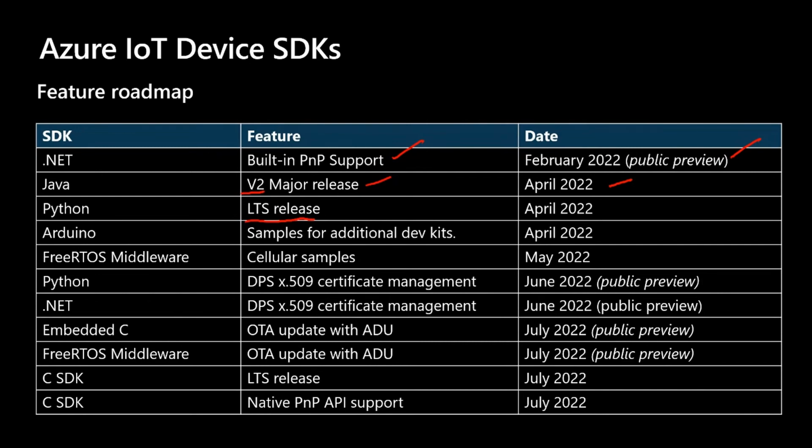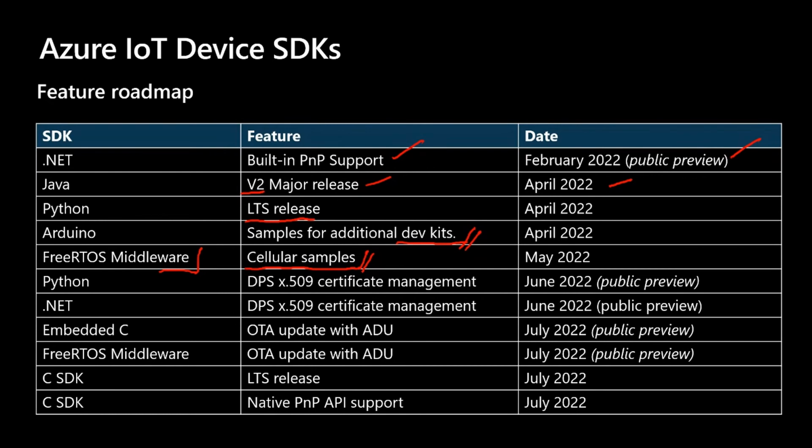And then for the Arduino libraries, we are bringing samples for additional dev kits. Right now, we have samples for Arduino-based devices, but we don't have any for Arduino official boards. We will be doing that soon, bringing a couple of official Arduino boards. Then on May, we should be bringing cellular samples. So samples showing how to get FreeRTOS-based devices connected to Azure using cellular connectivity.